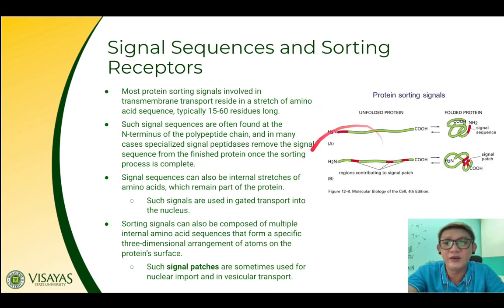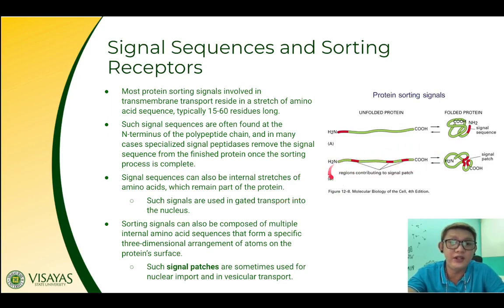So most protein signals involved in transmembrane transport reside in a stretch of amino acid sequence, typically 15 to 60 amino acid residues long. Such signal sequences are often found at the N-terminus, at the amino end of the polypeptide chain. In many cases, specialized signal peptidases, the enzymes that remove the signal sequence from the finished protein, act once the sorting process is complete. So signal sequences can also be internal stretches of amino acids which remain part of the protein and are not cleaved. Such signals are used in gated transport into the nucleus.